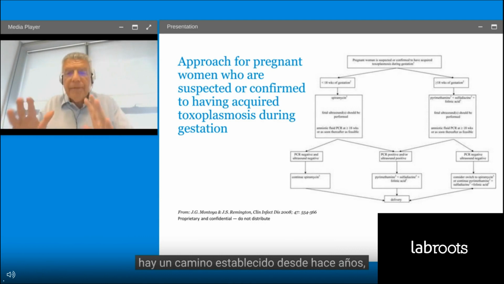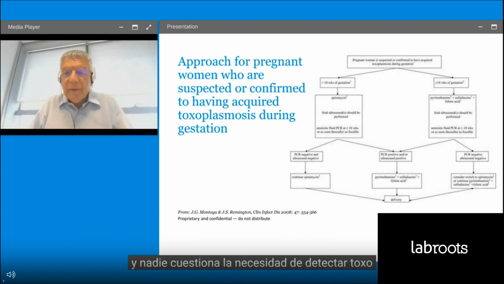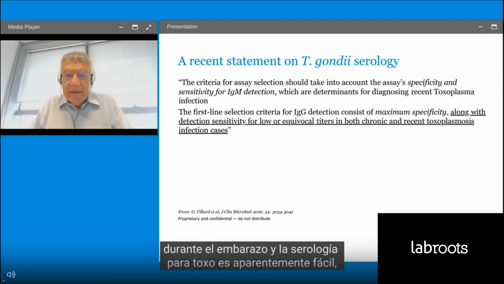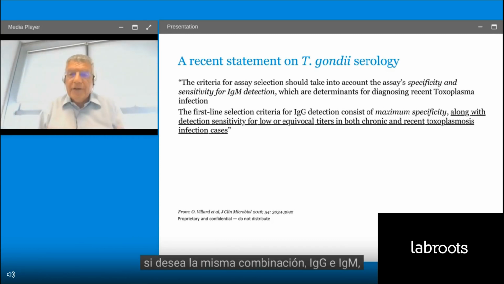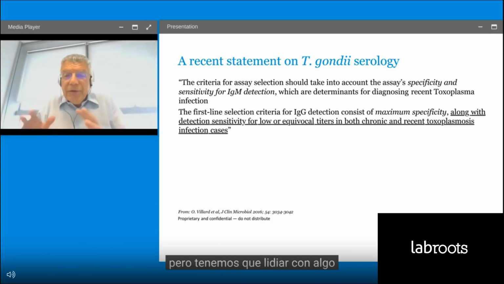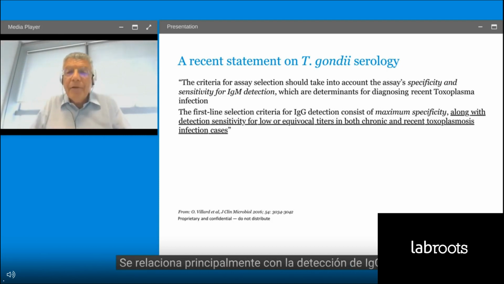There is an established path since years, and nobody is questioning the need to screen for toxo during pregnancy. And serology for toxo is apparently easy, if you wish, the same combination IgG, IgM, but we have to deal with something that is not so easy to interpret. It is mainly related to the IgG detection.